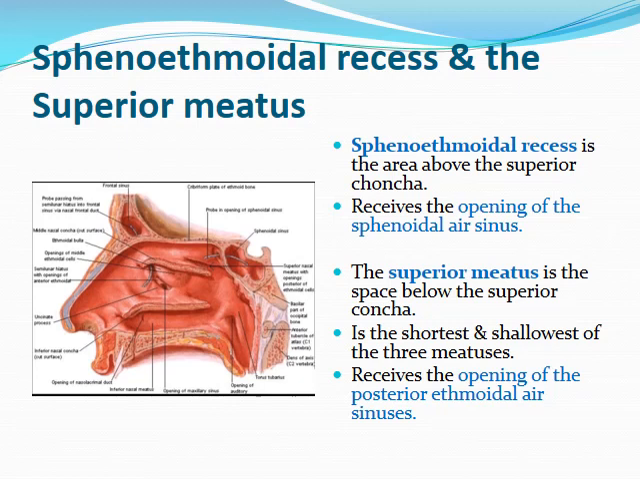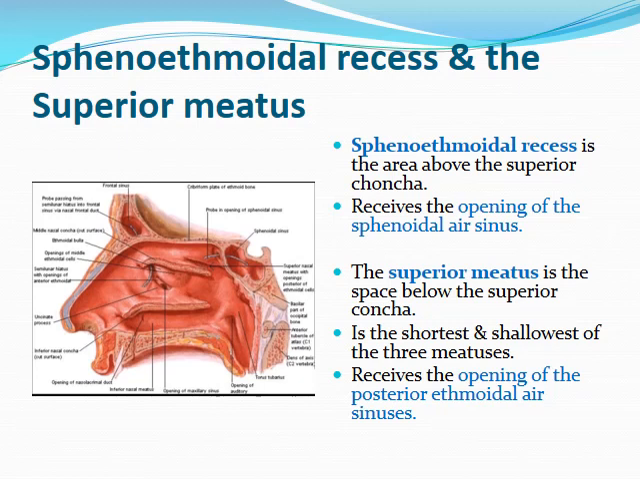Now what is this sphenoethmoidal recess? The sphenoethmoidal recess is the area above the superior concha. I hope you can identify the area above the superior concha. So this sphenoethmoidal recess receives the opening of the sphenoidal air sinus. In the picture you can see a probe passing from the sphenoid bone into the sphenoethmoidal recess. So if I ask you where does the sphenoidal air sinus open, it opens into the sphenoethmoidal recess, which is located on the upper part of the superior turbinate.